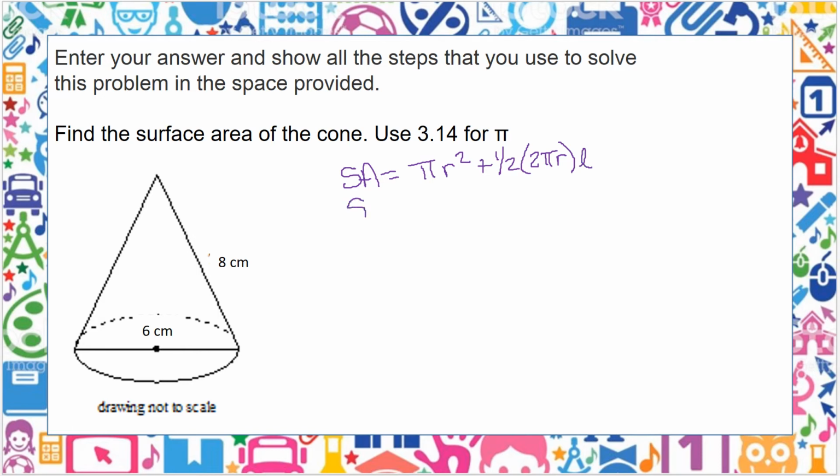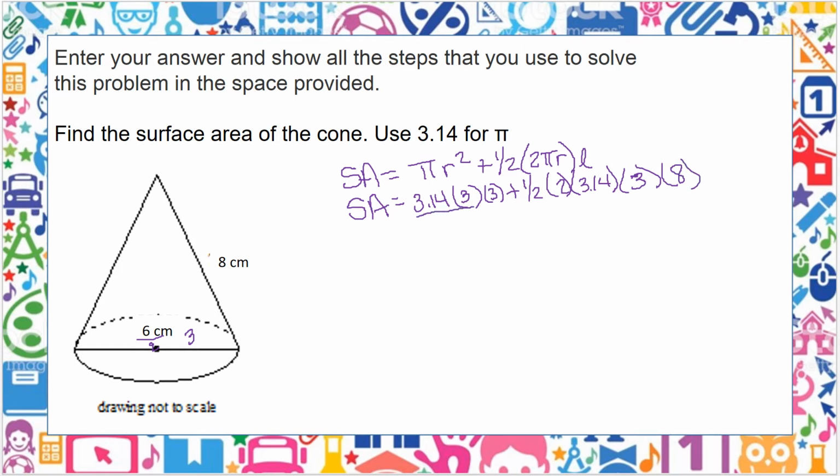So I'm going to start plugging in what I know. I know pi is 3.14. The radius is half of 6 because 6 is the diameter. That makes it 3. So 3 times 3 plus 1/2 times 2 times 3.14 times the radius we found was 3. And the slant height is 8.